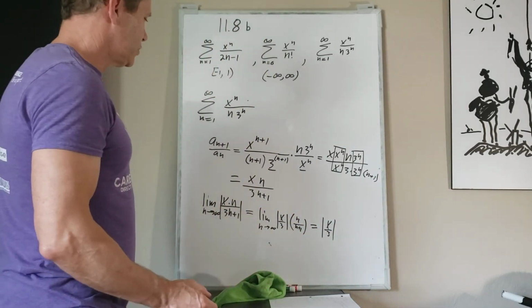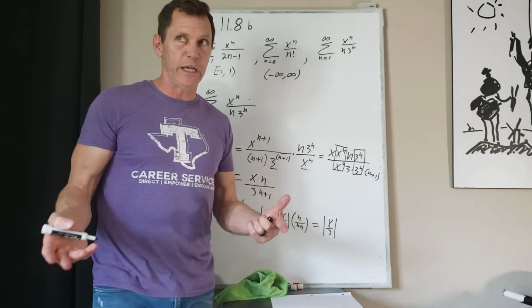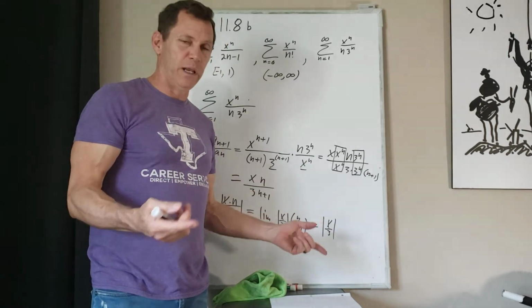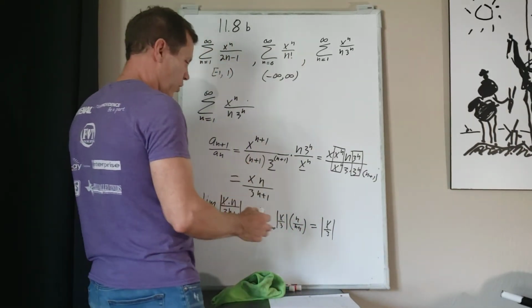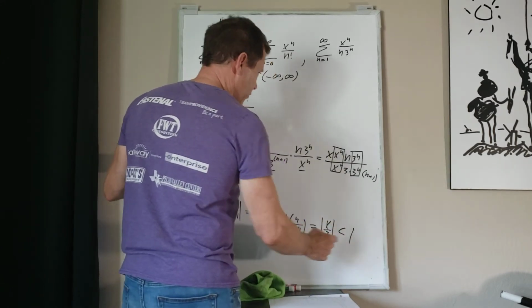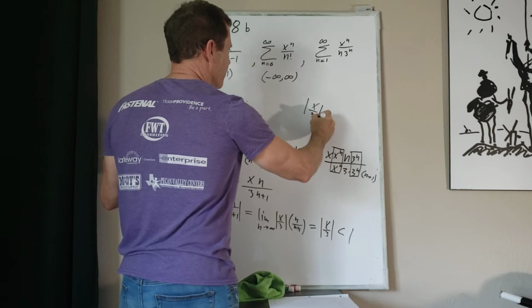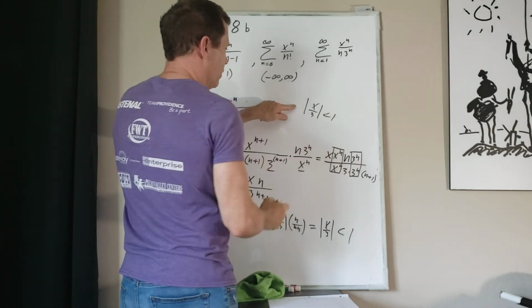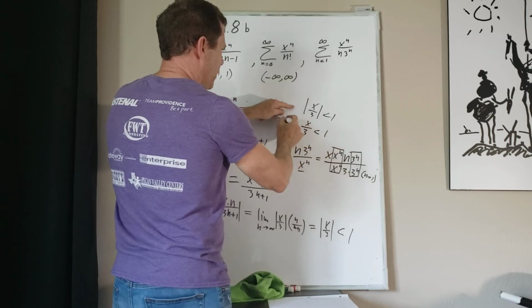Okay? So this was the ratio test. On the ratio test, you need the limit to be less than 1. So for this guy to work, I got to make this guy less than 1. How do you get the absolute value of x over 3 to be less than 1? That means that x over 3 is going to be less than 1 and bigger than a minus 1.